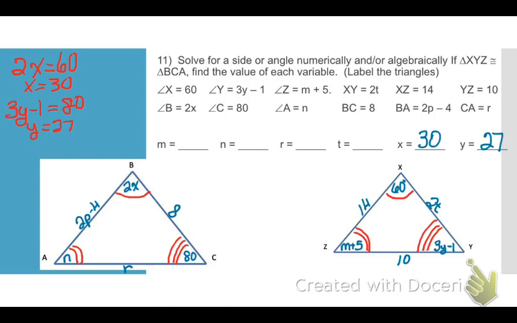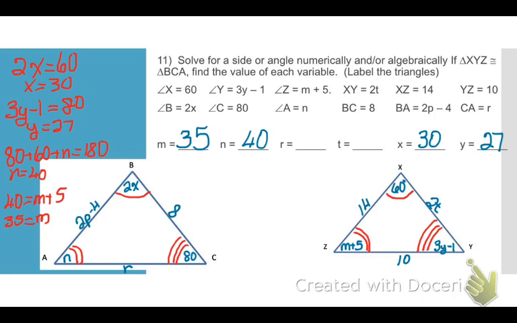Now, I know that B is 60 degrees and C is 80 degrees. So therefore, I can say 80 plus 60 plus n equals 180, and I can solve and find that n equals 40. If I know that n equals 40, I know that 40 equals m plus 5 because angle A and Z are the same, and therefore m equals 35.